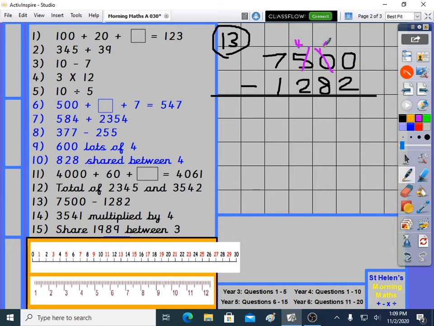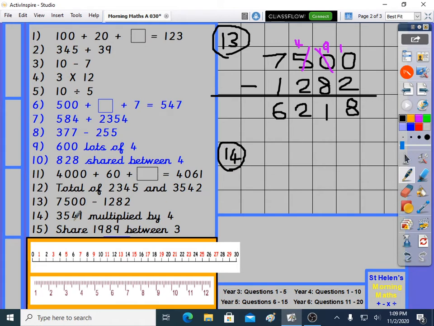And then 10 tens goes down to 9 and then it's 1. 10 take away 2 is 8. 9 take away 8, 1. 4 take away 2, 2. 7 take away 1, 6. 6,218. Because minus usually makes things smaller.